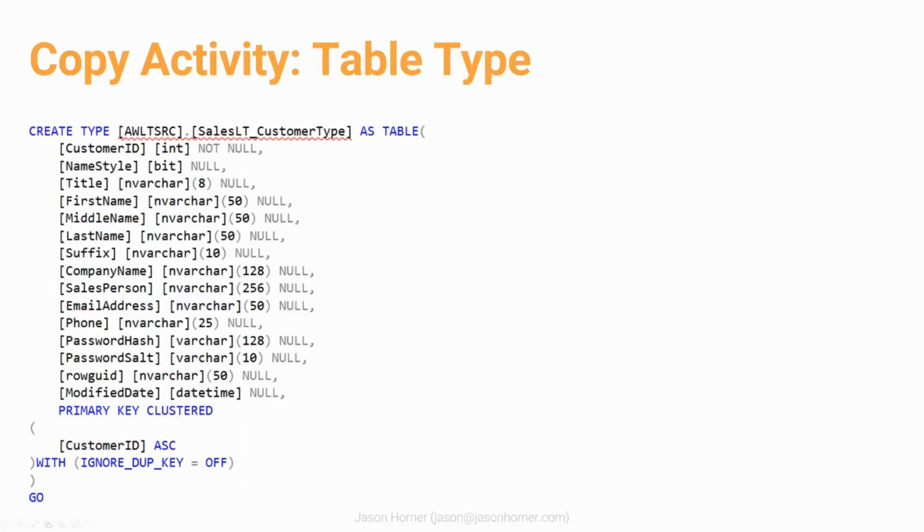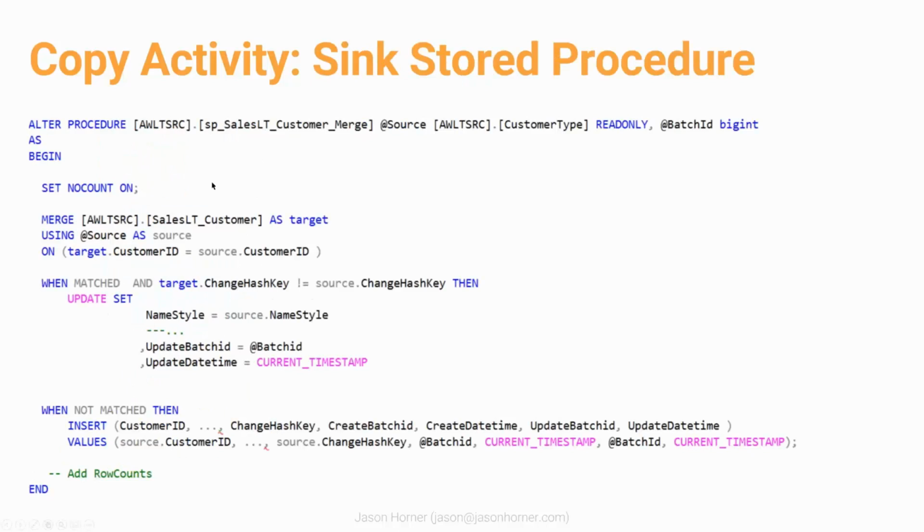This is an example of the table type. So we're just creating a type here, and we've got our values in here. And notice I'm creating a clustered primary key on customer ID. That's my unique value that'll help from a performance standpoint, modestly. And then my stored procedure just takes that table type as a source. Notice I'm marking it as read only here. And then I'm doing my merge statement.